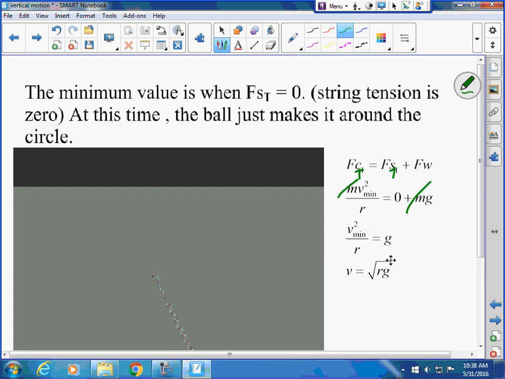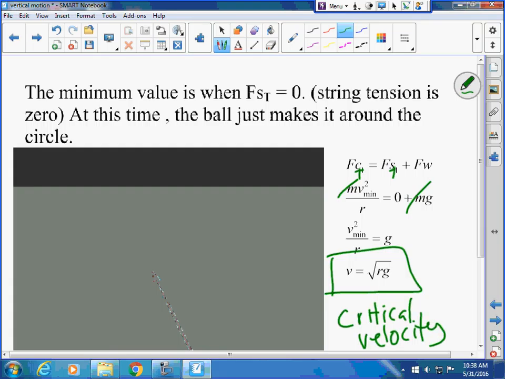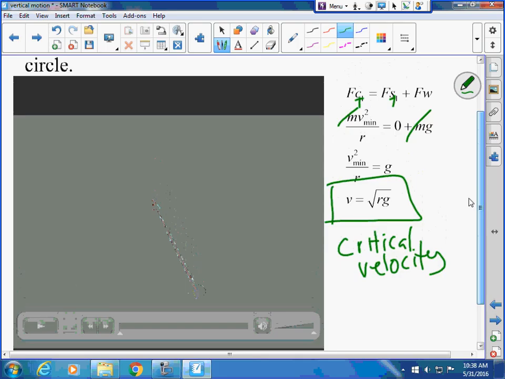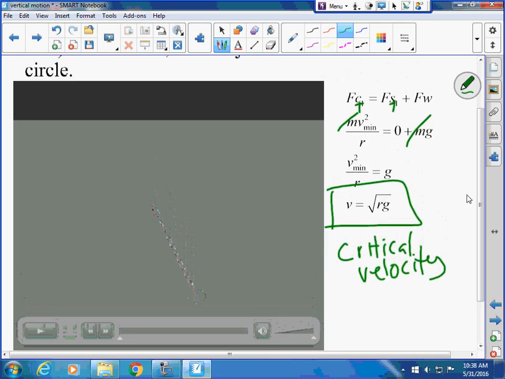And if you solve that for v, you get v equals square root rg. And if you had good eyesight, you would notice that that formula was on the board there in the video. I think it was a capital R. This is known as the critical velocity. The critical velocity. Because it's critical that you stay on top. Okay? The critical velocity is the speed that you have to maintain to keep going in that circular path.